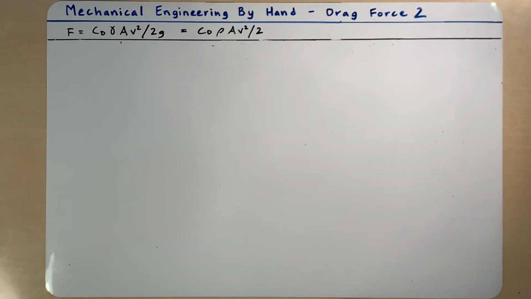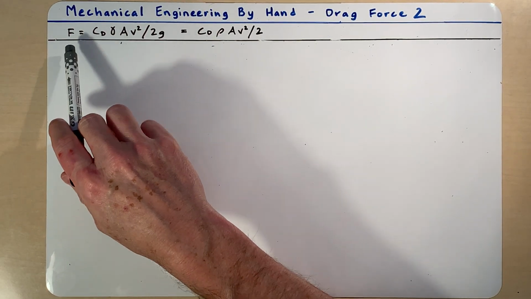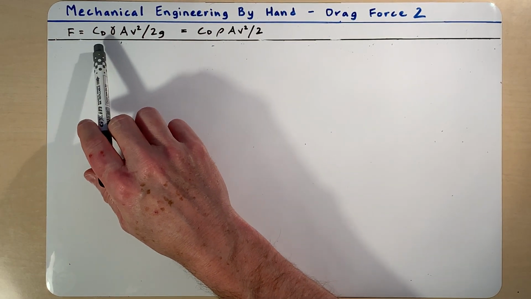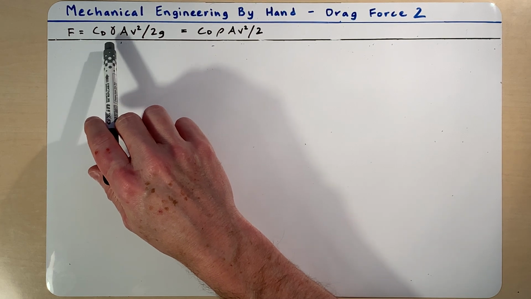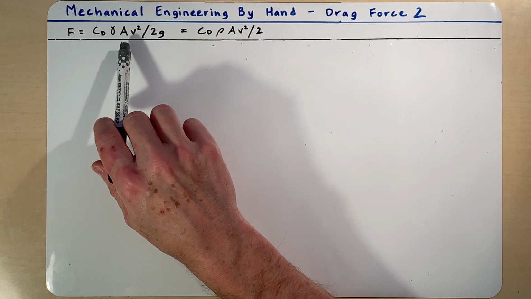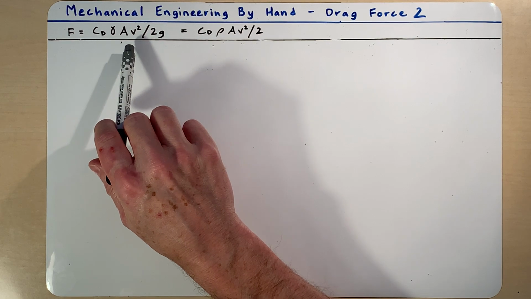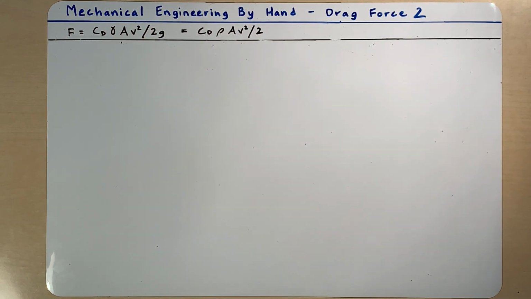Hello everybody, this is Mechanical Engineering by Hand, and in this video I'll talk about drag force. We covered drag force in a previous video, and the equation for drag force is the force in pounds is equal to drag coefficient times the specific weight of the fluid that the object is moving through times the area of the object and times the velocity squared divided by 2g.